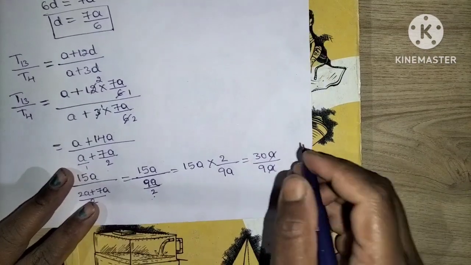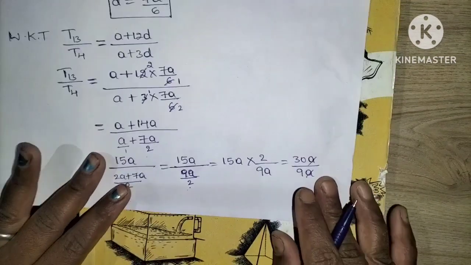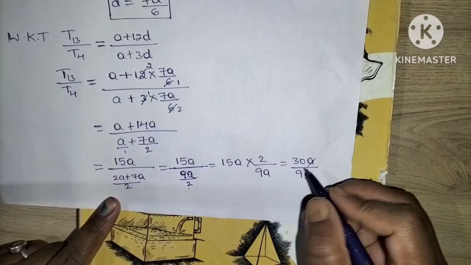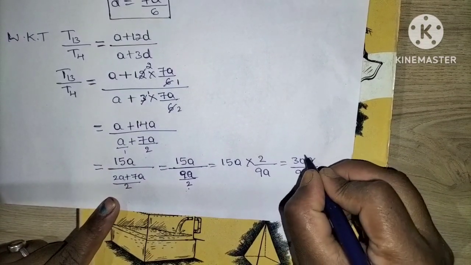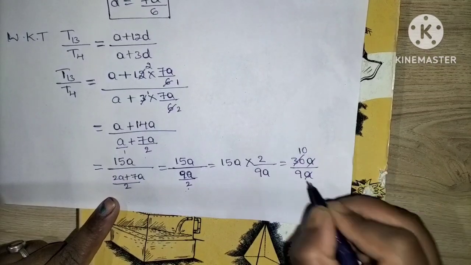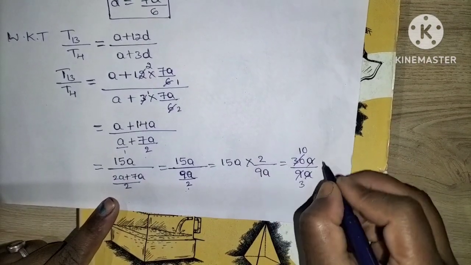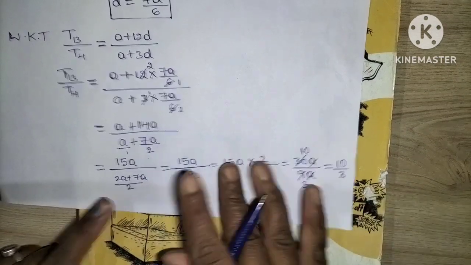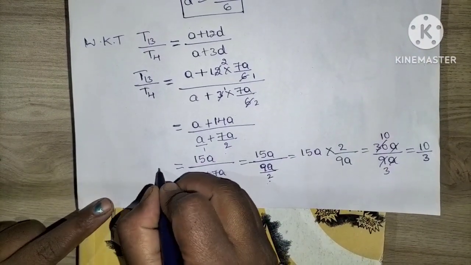30 divided by 9. So if we divide 30 and 9 by 3, 3 1s are 3, 3 0s are 3, 3 3s are 9. So it will become 10 divided by 3. 10 divided by 3. So what is this value?